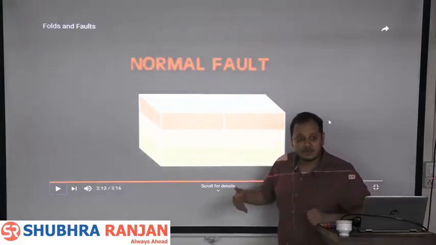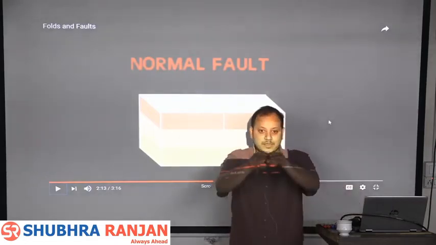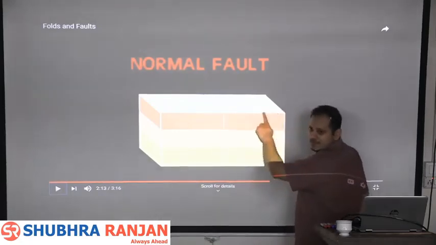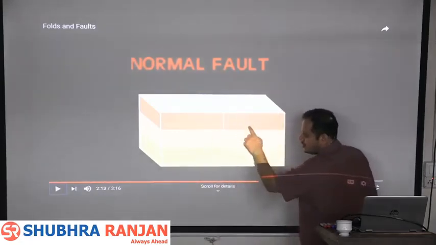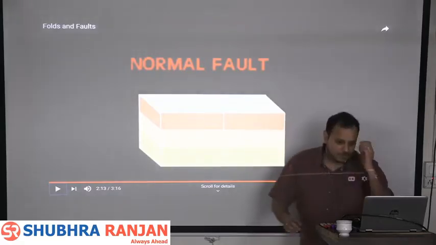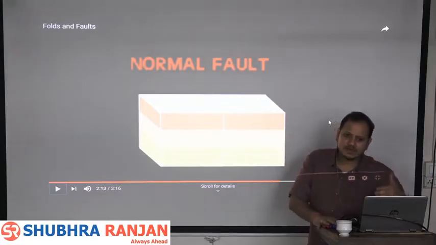Himalayas are mountains, but they are fold mountains. Vindhyas and Satpuras are mountains, they are known as block mountains. Why block mountains? Because they are flat. They are not like our original curved mountains. They are flat mountains. Normal fault, reverse fault, the impact of both is the same.